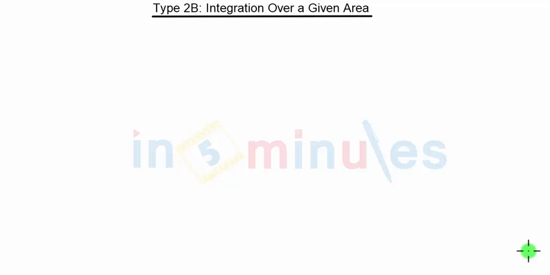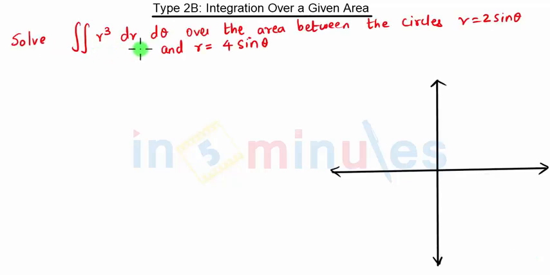In this video we are going to see the next problem on type 2b. So this is our question. Solve this integration over the area between the circles r equal to 2 sin theta and r equal to 4 sin theta. So in this problem we are given the polar coordinates directly, and r equal to 2 sin theta and r equal to 4 sin theta are two circles. So we have to find the area between these two circles.